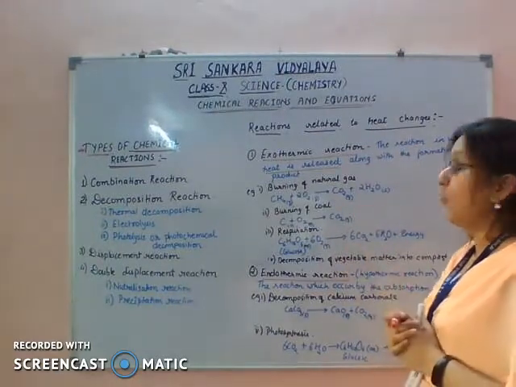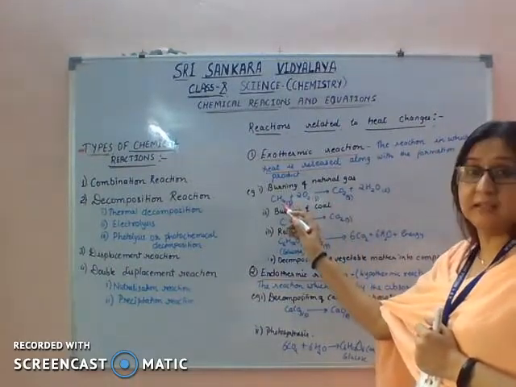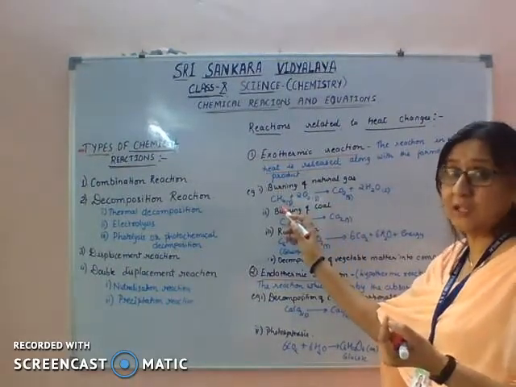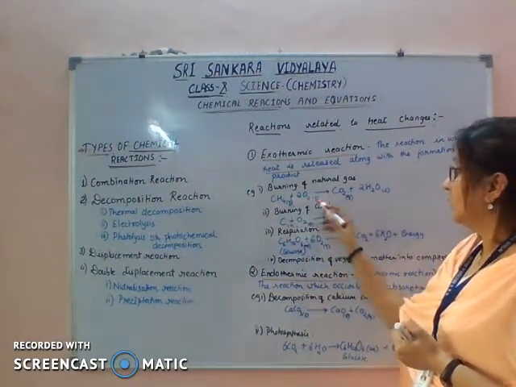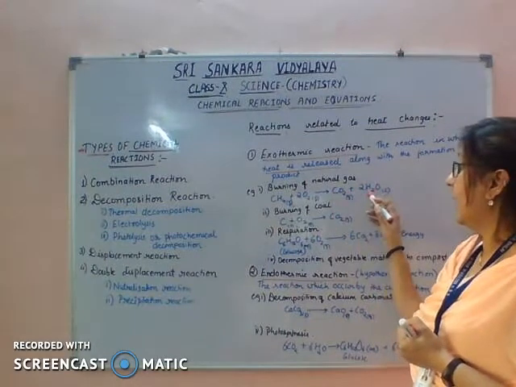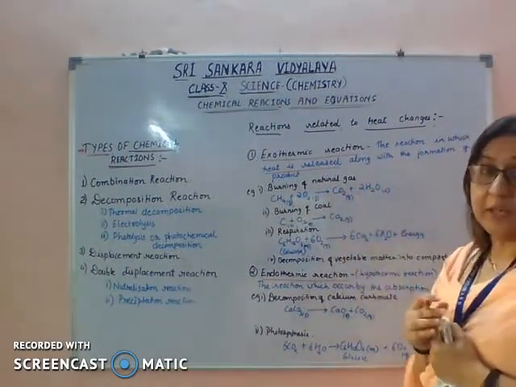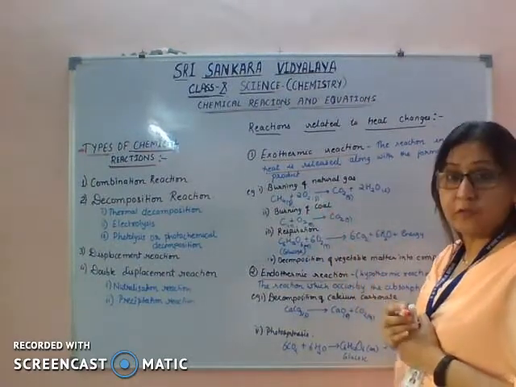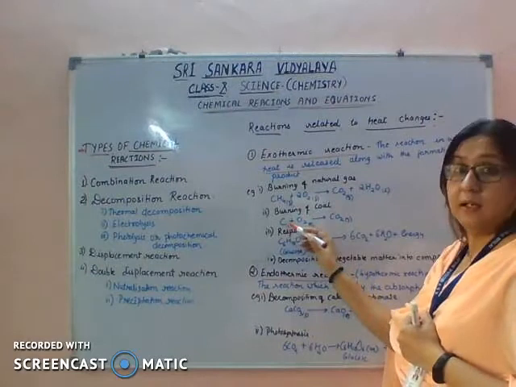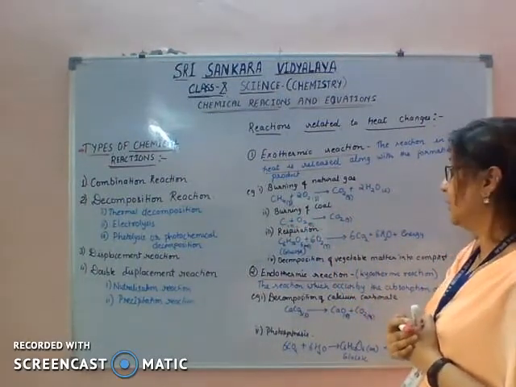The example is burning of natural gas, meaning methane. CH4 is methane, a natural gas. When it burns in the presence of oxygen, CH4 plus 2O2 gives CO2 and 2H2O. This is an example of an exothermic reaction. Here the heat is released. Next, burning of coal. When coal burns in the presence of oxygen, it will release CO2.